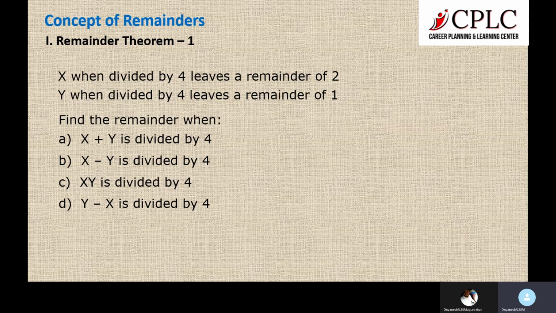For example, x plus y divided by 4, we have to find the remainder. X minus y divided by 4, we have to find the remainder. And x into y divided by 4, we have to find the remainder. And y minus x divided by 4, we have to find the remainder.